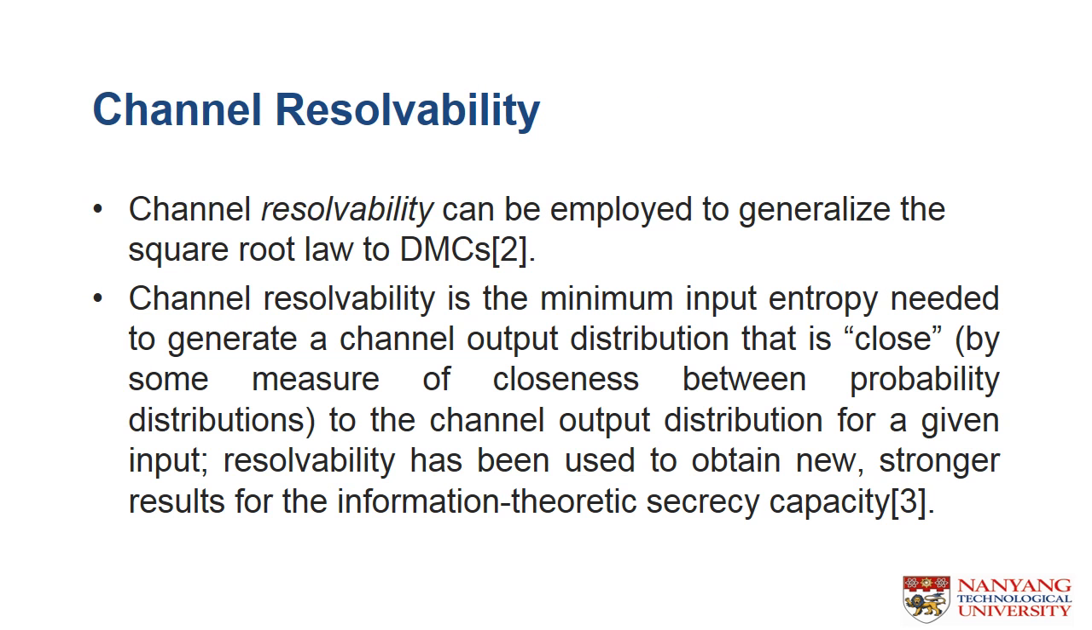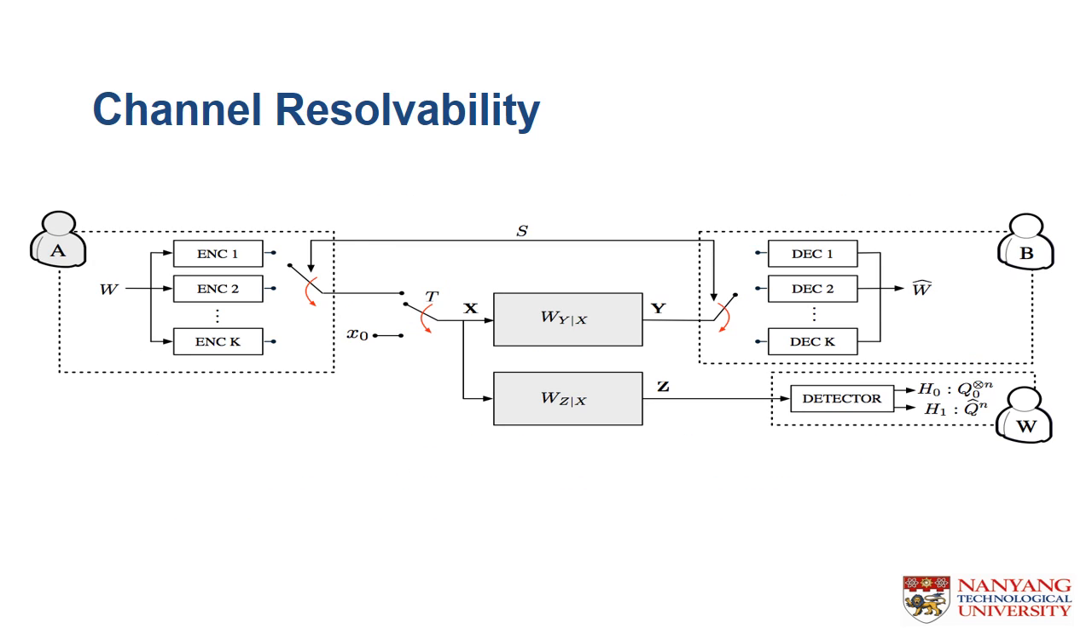Channel resolvability can be employed to generalize the square root law to DMCs. Channel resolvability is the minimum input entropy needed to generate a channel output distribution that is close to the channel output distribution for a given input. Resolvability has been used to obtain new, stronger results for the information theoretic secrecy capacity. Here is an illustration of channel resolvability.